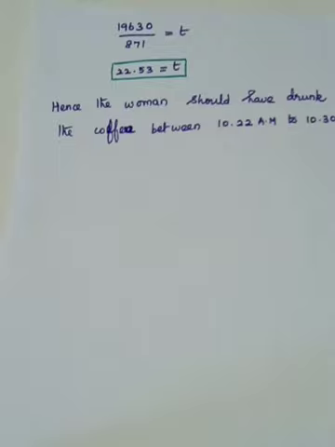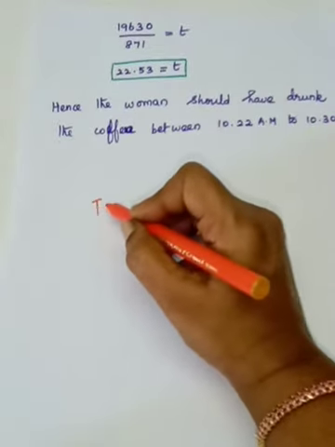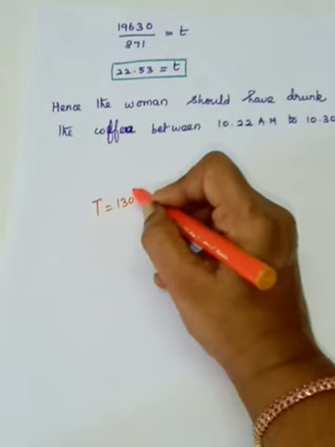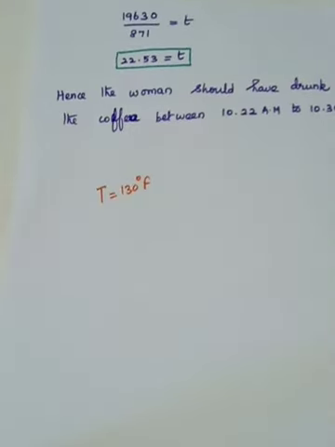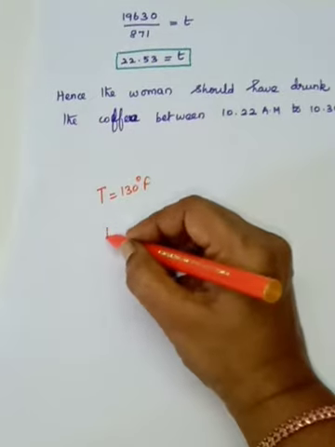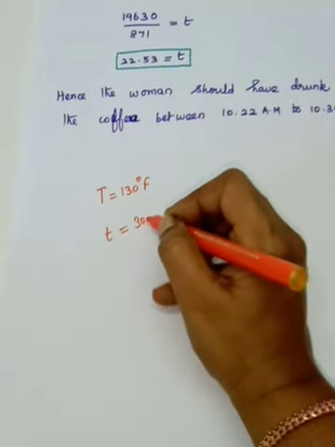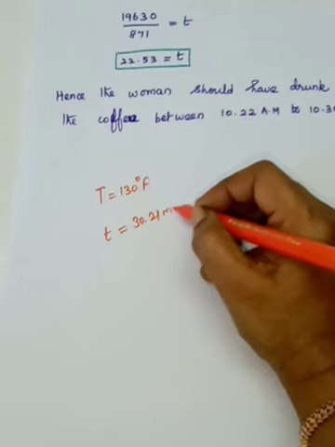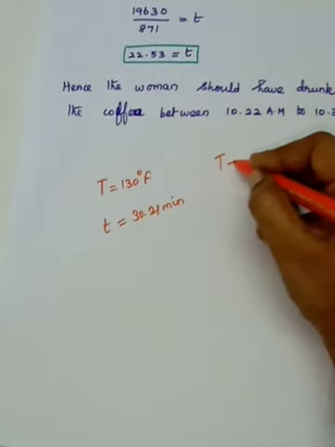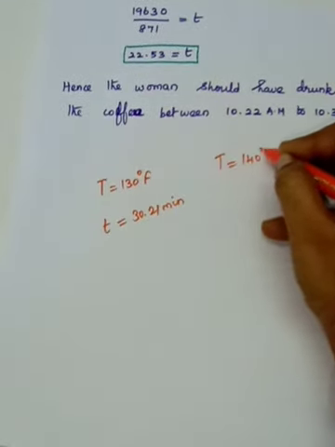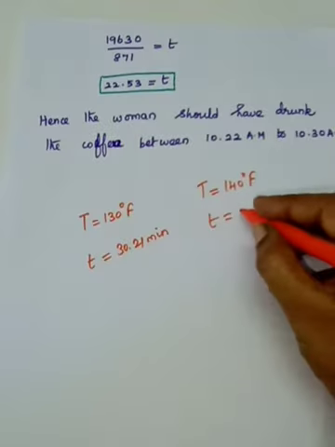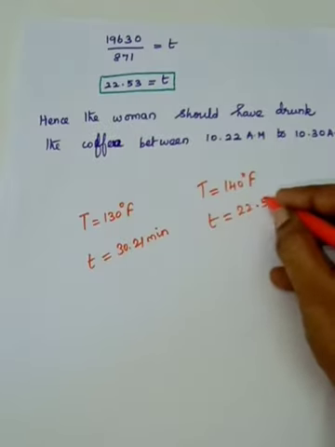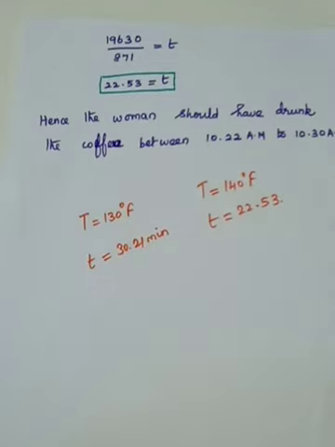So when capital T is equal to 130 degrees Fahrenheit, your time small t is equal to 30.31 minutes. Okay, when capital T is equal to 140 degrees Fahrenheit, your small t that we have found is 22.53.